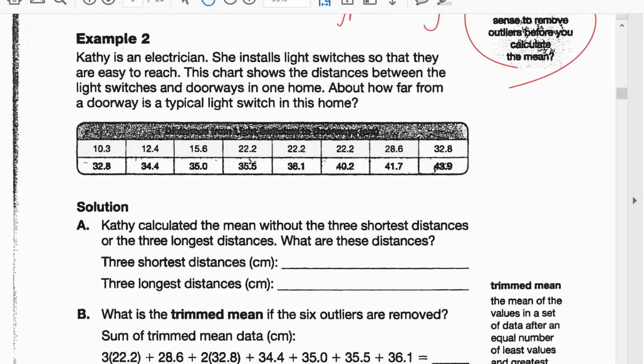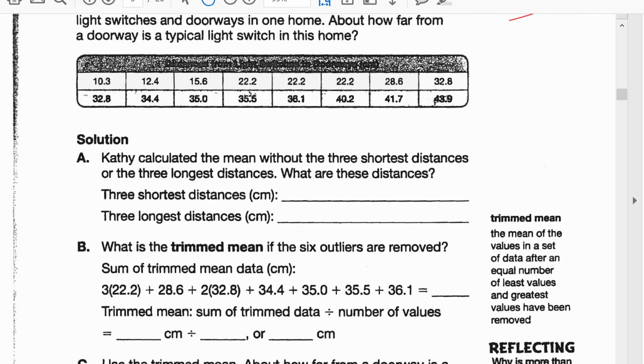Let's look at number 2. Kathy is an electrician. She installs light switches so that they are easy to reach. The chart shows the distance between the light switches and the doorways in the home. How far apart are the typical ones? Calculate the mean without the 3 short distances or the 3 long distances. What are these distances?